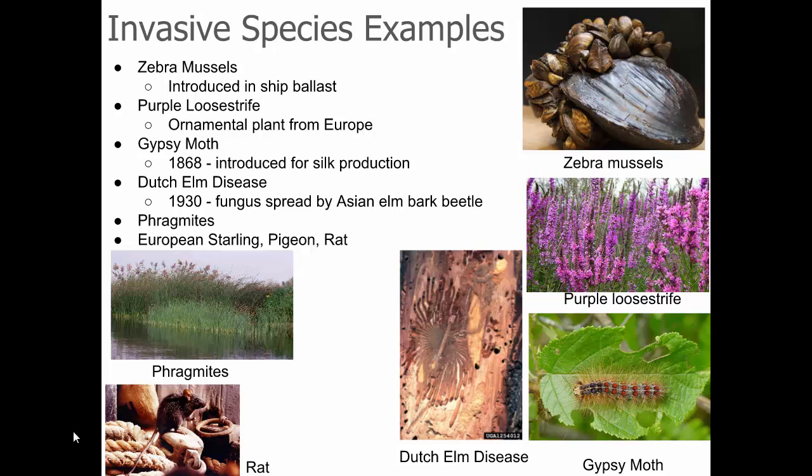Phragmites is a common reed you see all the time around here. It's got the little fronds at the top. Again, lives in wet areas, displaces. These would be the native cattails that should be there.